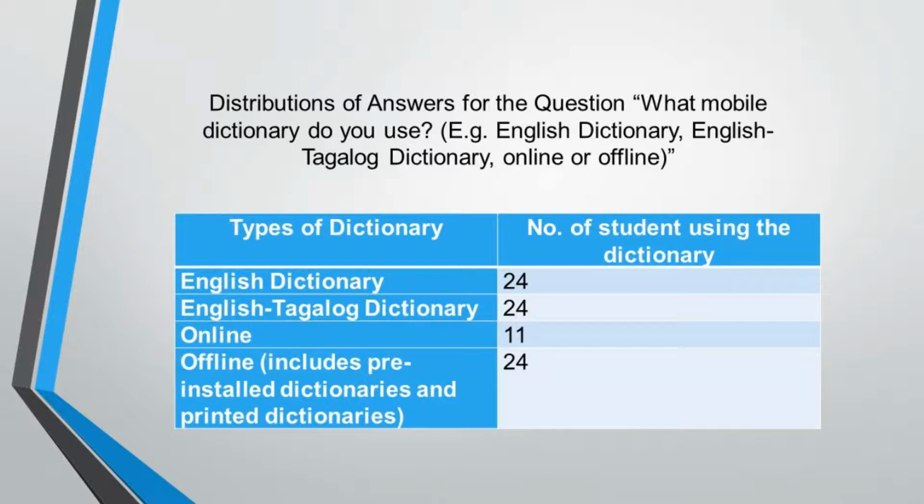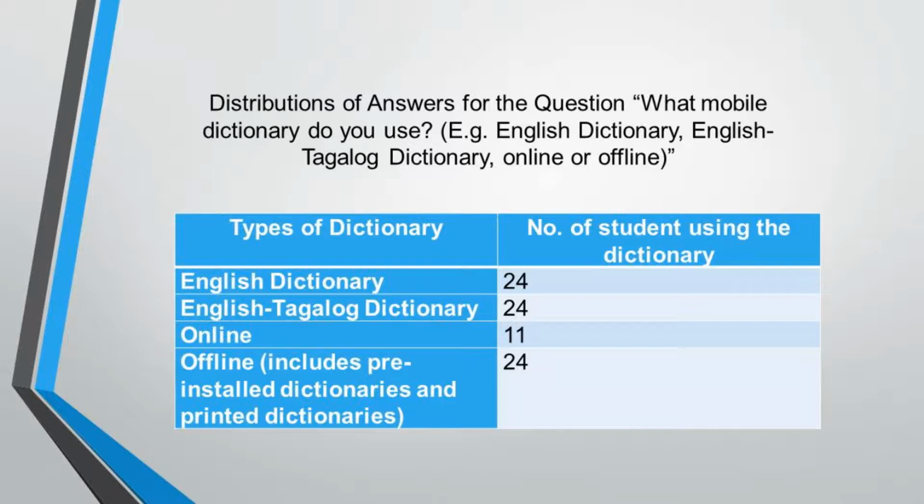So types of dictionary, English dictionary, the number of students using the dictionary. So in English dictionary, 24. English-Tagalog dictionary is 24 also. Online is 11. Offline includes pre-installed dictionary and printed dictionaries, are 24.